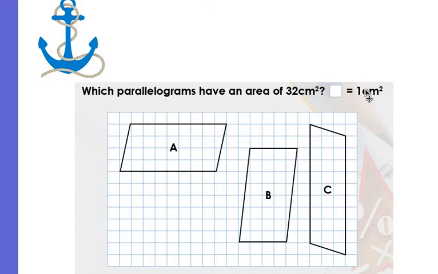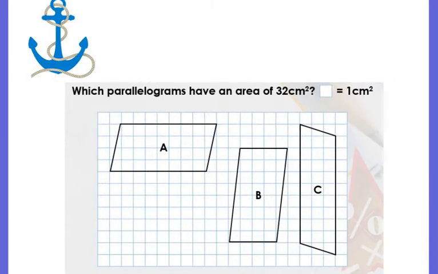Our first anchor question: which parallelograms have an area of 32 centimeters squared? So 1 square equals 1 centimeter squared. Like we have looked at in class, with a parallelogram we can work out the area by looking here. This side here, if we were to straighten it up, would be there, and to straighten this side up, we just make it into a rectangle.